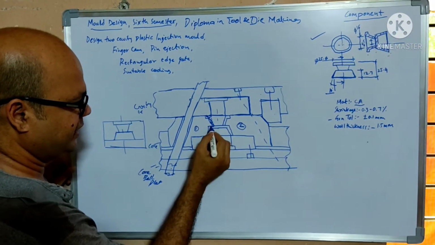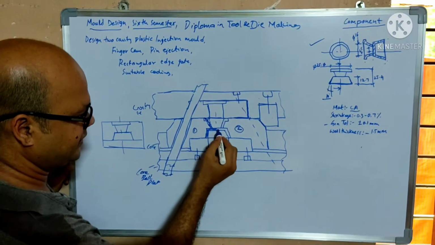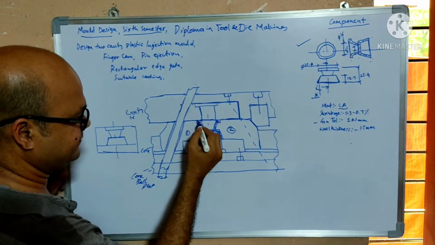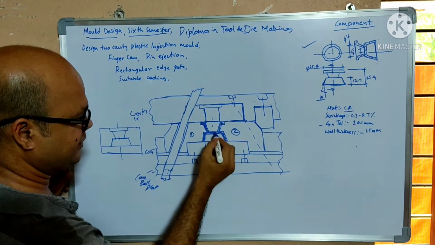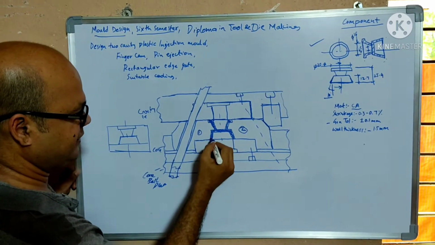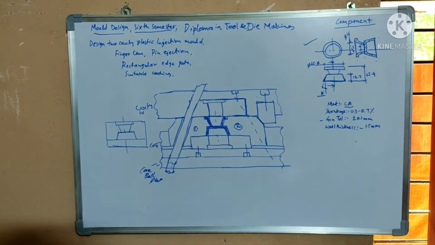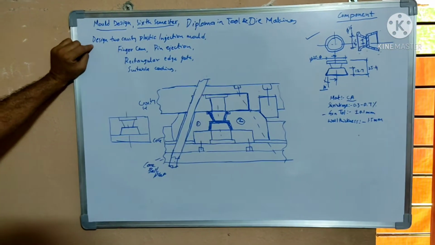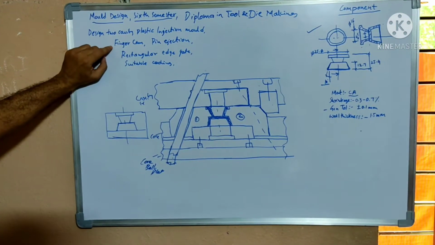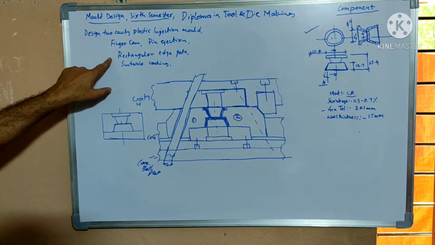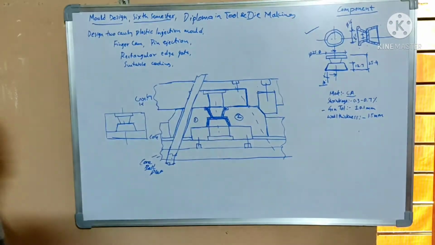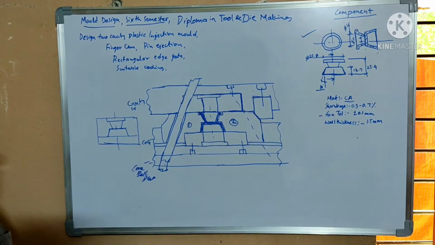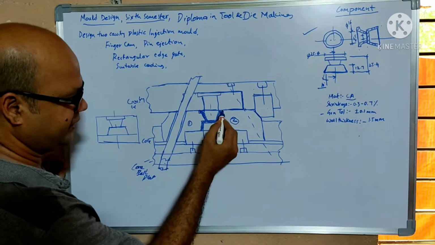Here I am showing the component. This is the component. You are seeing this component. We are using a two-cavity plastic injection mold with finger cam, pin ejection, rectangular gate with suitable cooling, and trapezoidal modified runner.